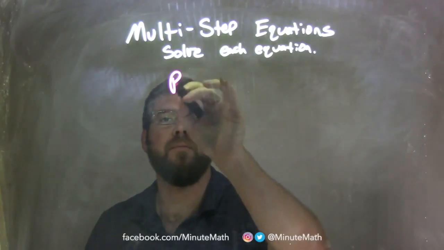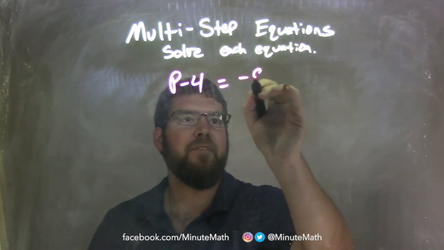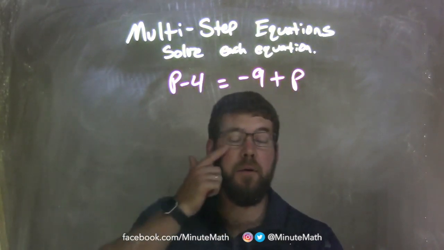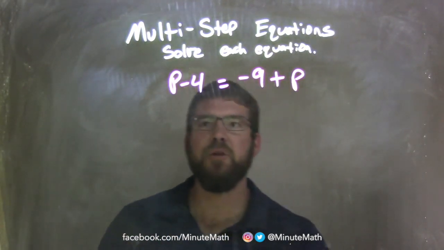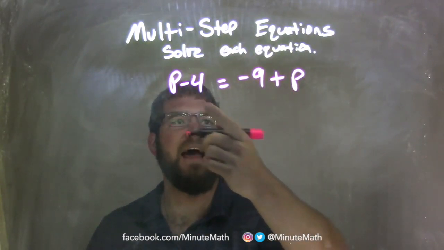Minus 4 equals negative 9 plus p. So p minus 4 equals negative 9 minus p. All right, so I'm going to put my like terms together. Let's subtract the p's over here, and then I'm going to add a 4.